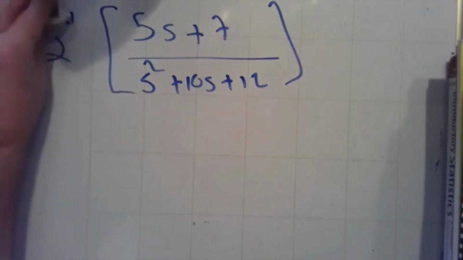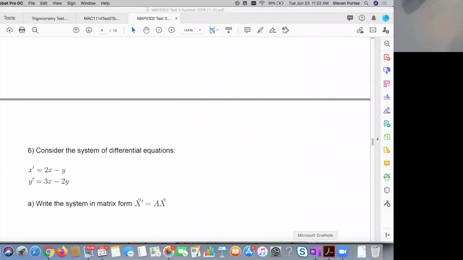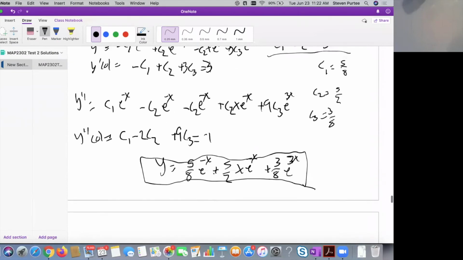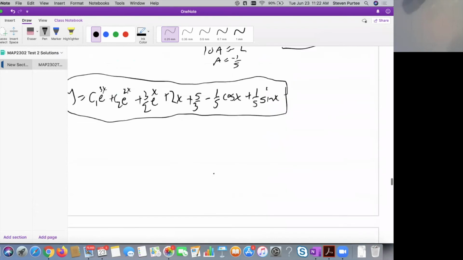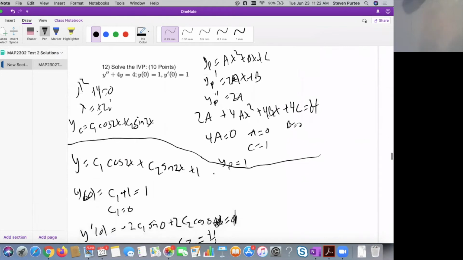Okay, let's actually solve some DEs using Laplace transforms. So let's do the one from the test, the initial value problem we had. This one here shouldn't be too bad. So that's y double prime plus 4y equals 4, subject to y of 0 equals 1, y prime of 0 also equals 1.